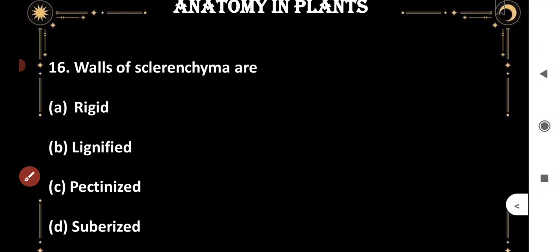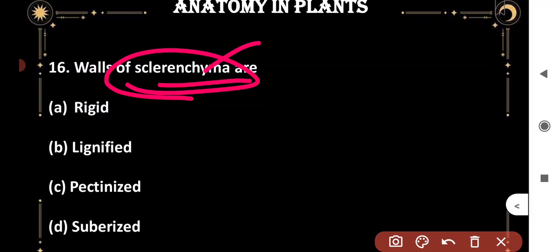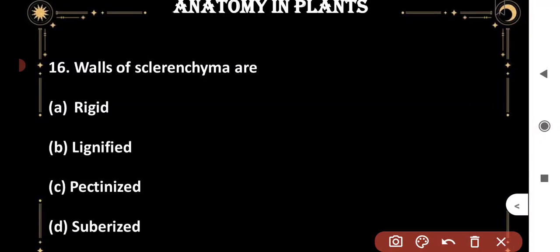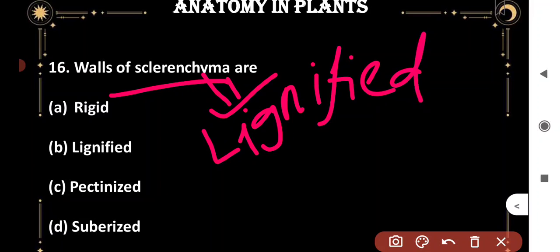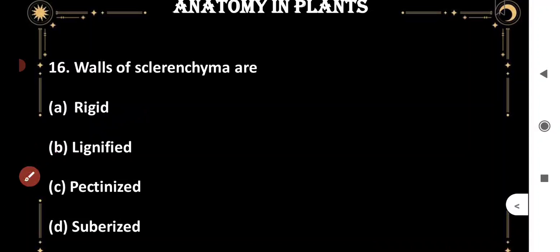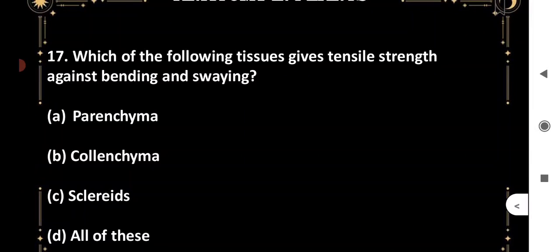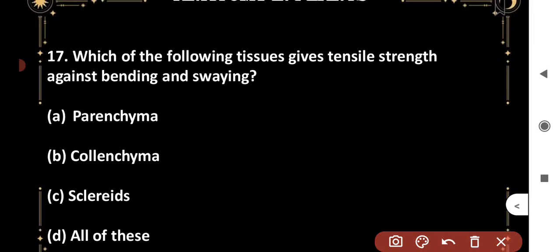Next, walls of sclerenchyma are. One thing you should remember is that sclerenchyma is a dead tissue, made up of dead cells, and it lacks protoplast. Whenever we talk about dead cells or dead tissues, we should consider that their walls are lignified. So here also the correct option is B. Next, which of the following tissues gives tensile strength against bending and swaying? Tensile strength is given by collenchyma, option B. Remember this point.